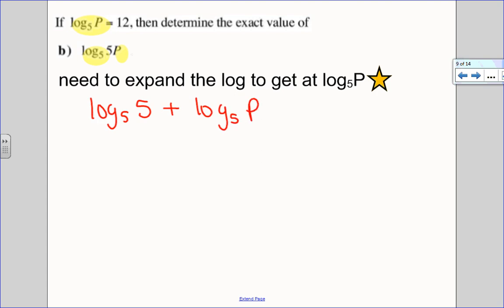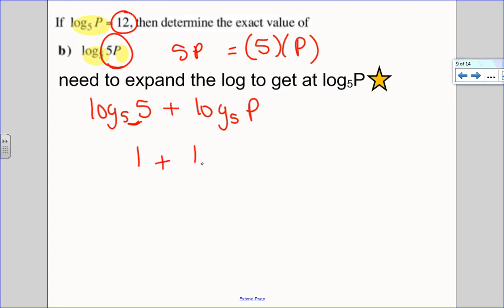So I can break that apart because 5p, when I have a number beside a variable, is really 5 times p. And when I multiply my arguments, I can separate them by adding my logs. Okay, so this is that matching law. Log base 5 of 5 is 1 plus log base 5 of p. Well, we know from the original question that's just 12. And 1 plus 12 is 13.